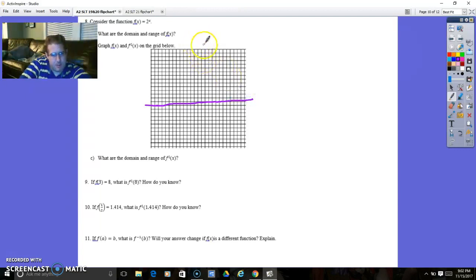Now I don't have a clear-cut x and y axis. Sorry, so what if x is 0? 2 to the 0th power is 1. So 0, 1. If x is 1, 2 to the first is 2. 2 to the second is 4, and so forth.